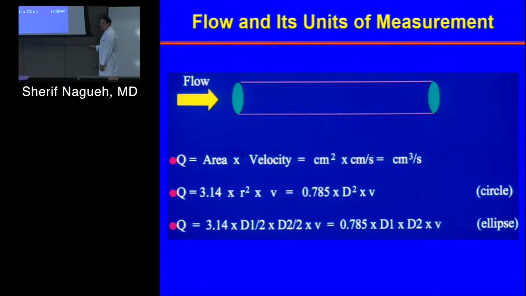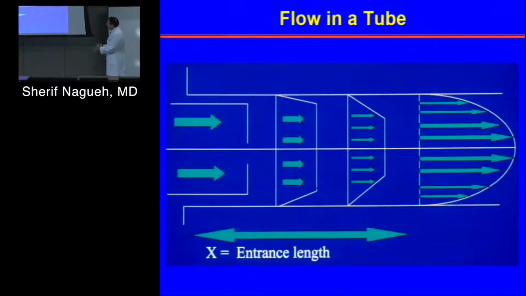If it's an ellipse, then I need to get the major axis and the minor axis, divide each by 2, and use that for the area equation. Some places in the heart are more accurately represented by an ellipse than by a circle, for example, the mitral annulus. However, even if you do the circle approximation, you end up with rather close values to what you really measure invasively.